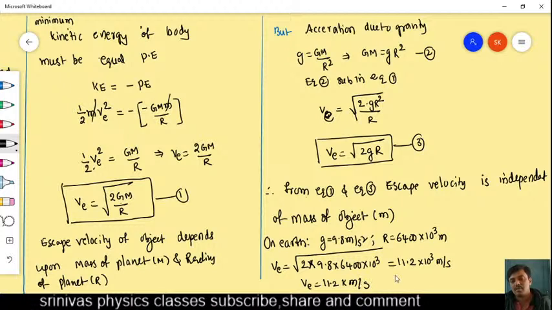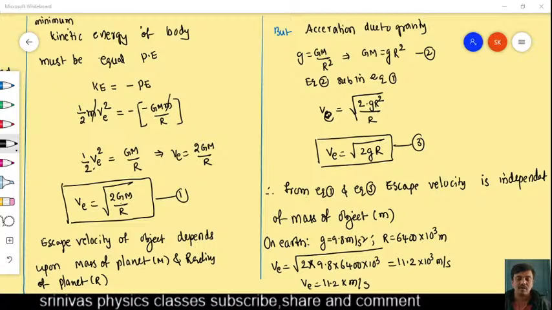If you throw any object with this much velocity on the Earth, then it cannot return back and it will escape from the Earth surface. This is the escape velocity. In order to escape from the Earth surface, we have to throw an object with a velocity equal to 11.2 kilometer per second.